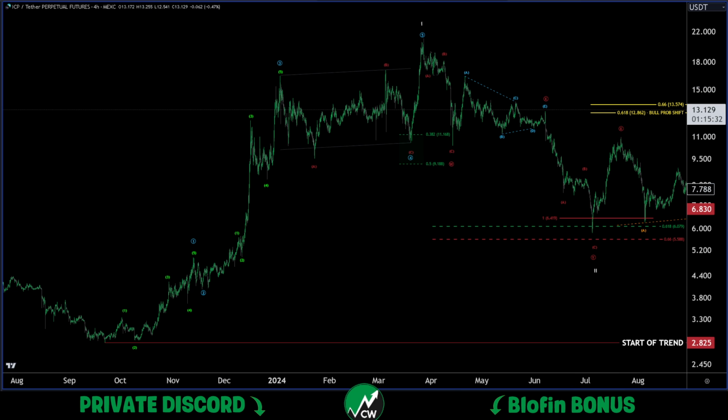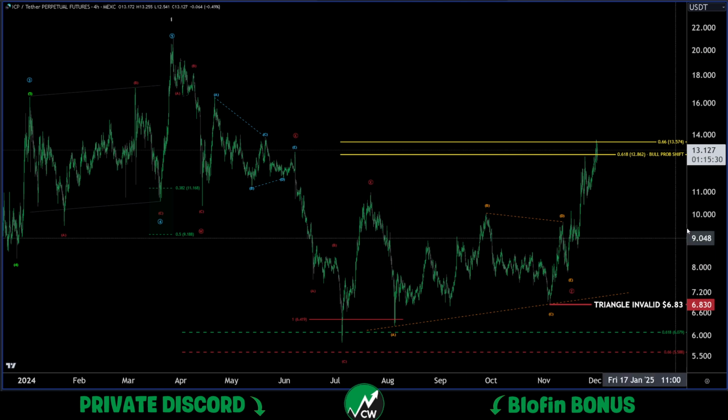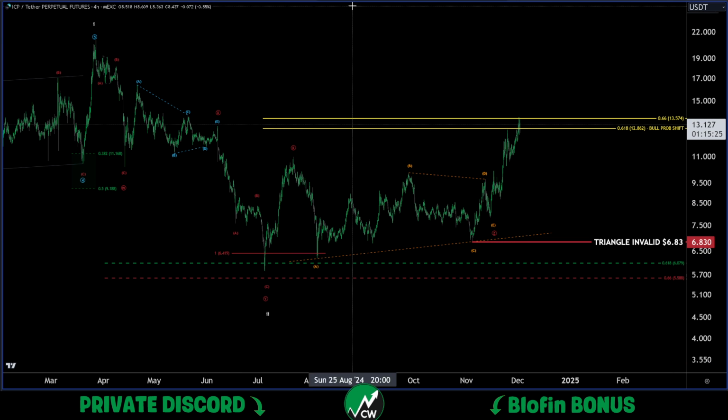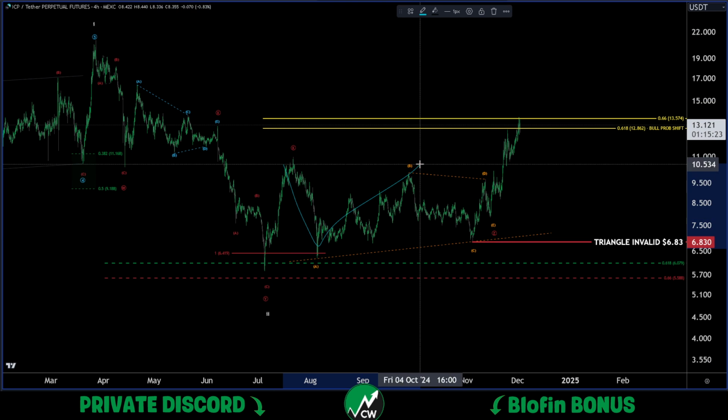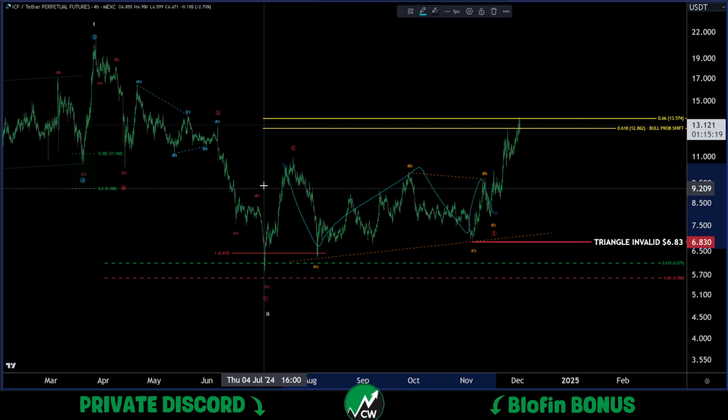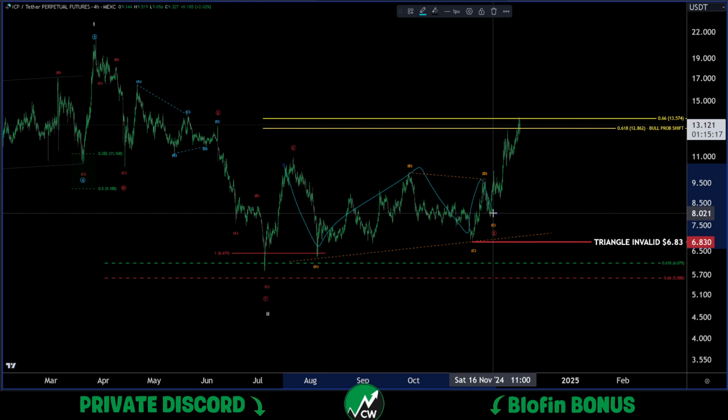What actually ended up happening is our correction got extended and we got a WXYXZ. We had a triangle and extended this correction out in time. You can see we held the price level, but we were getting very worried that this was bearish, ended up being bullish.